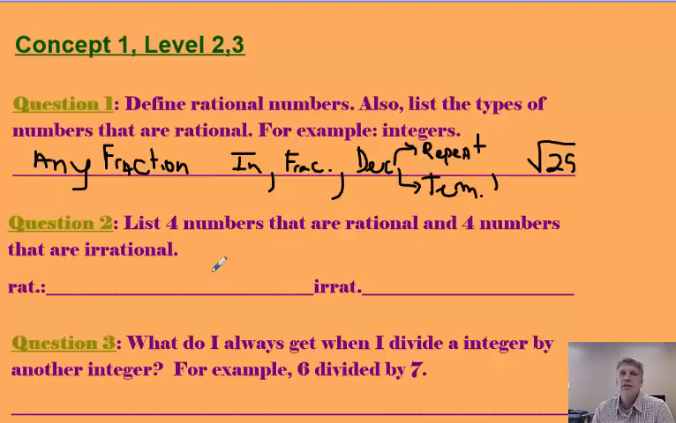Alright, question 2 says list 4 numbers that are rational and 4 that are irrational. Well, you can have a lot of answers. So a couple different ones, maybe -4.